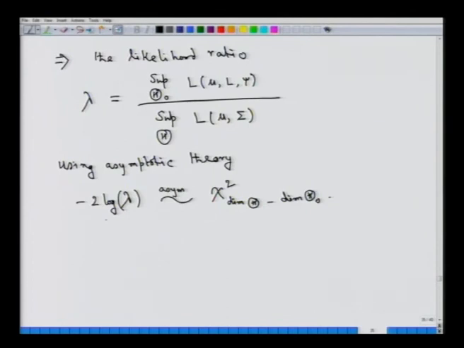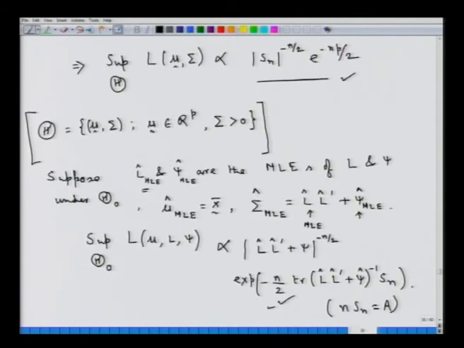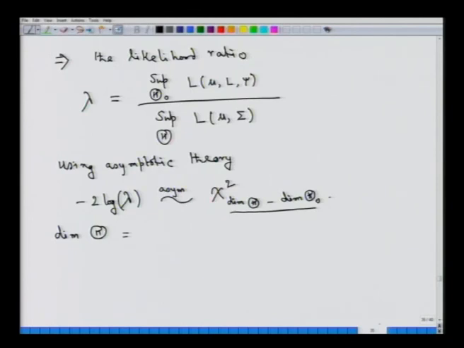So, what we are going to require is this particular number here. What we see is the dimension of script theta. Now, script theta was this space here. This has p entries for mu, and the number of distinct elements of sigma is going to be part of the dimension of this script theta. So, this is equal to p for mu and p into p plus 1 by 2 for the sigma matrix.